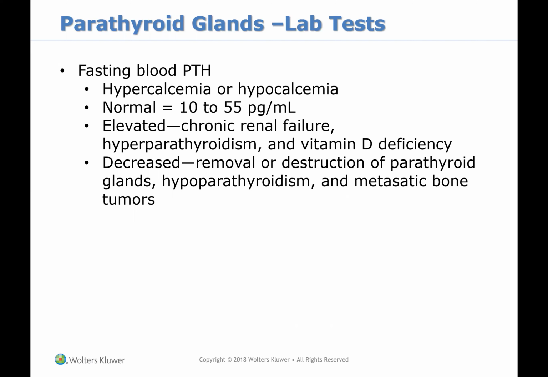You can get a fasting blood PTH, and that will show either hypercalcemia or hypocalcemia. A normal range is from 10 to 55 pg per mL. Elevated levels could be caused by chronic renal failure, hyperparathyroidism, or vitamin D deficiency. And a decrease could be from removal or destruction of the parathyroid glands. Hypoparathyroidism and metastatic bone tumors can also cause the decrease.